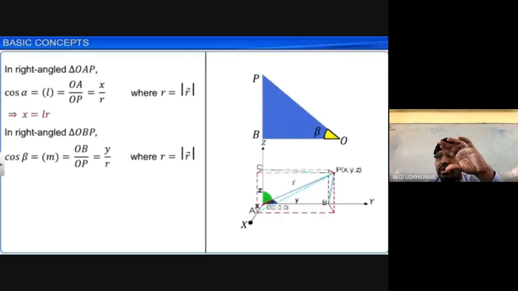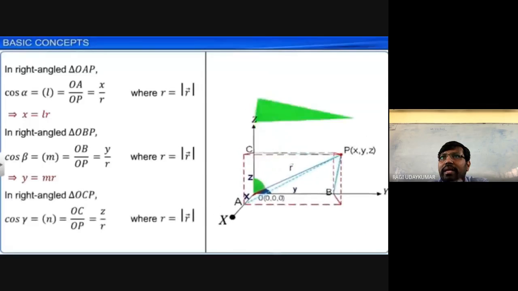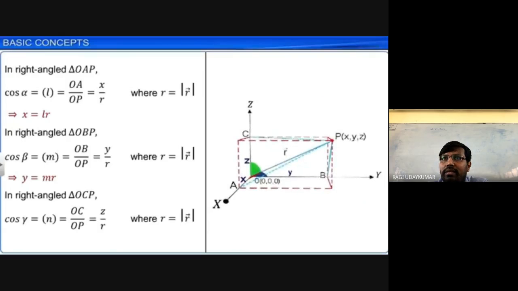From that, the triangle part is taken and cos beta is applied. So cos beta is equal to OB by OP, where OB is equal to y because it is perpendicular, already mentioned, and the magnitude of r is simply written as r. So y is equal to mr you are going to get. In the same way, that triangle is separately taken and shown to you there. If you take the figure into consideration, easily you can understand.